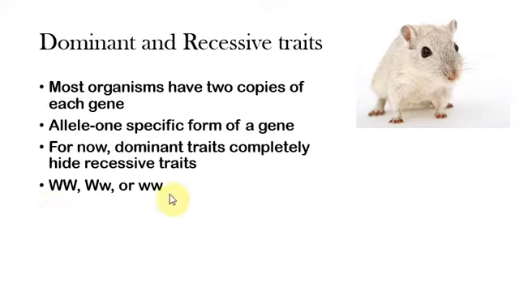Because of this, there are three possible genotypes. I'll define a genotype in a minute. Essentially, when you see these symbols, the capital letter will be a dominant allele, the lowercase letter will be a recessive allele, and you can either have two dominant alleles, one of each, or two recessive alleles. And for all intents and purposes, the dominant pair and the mixed pair will look identical from the outside.